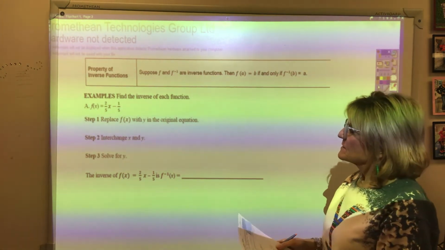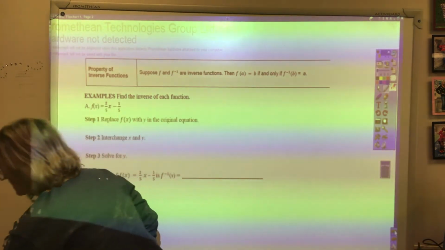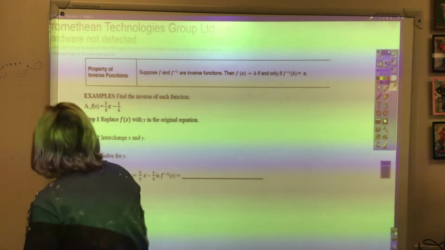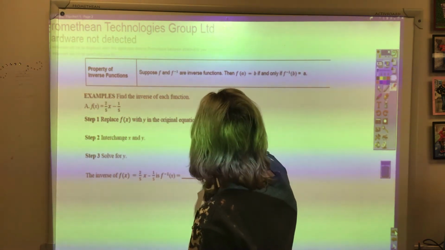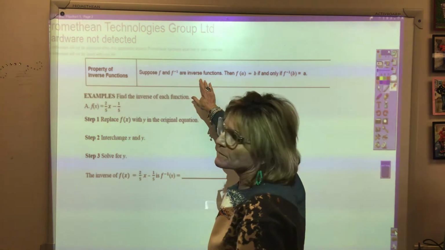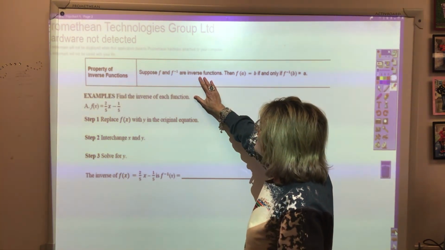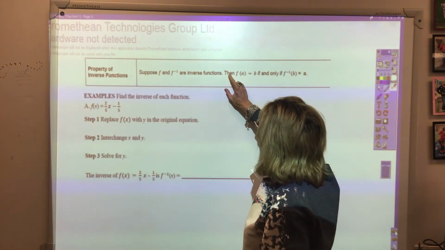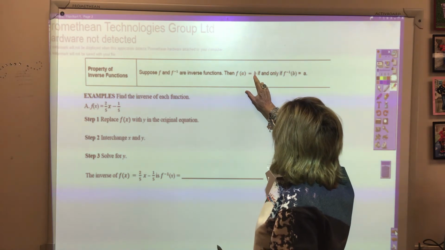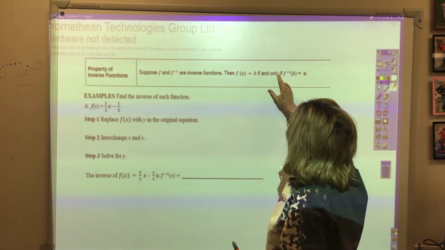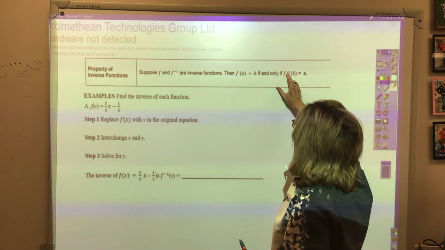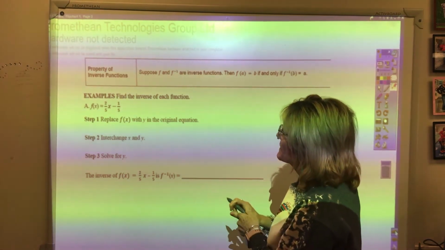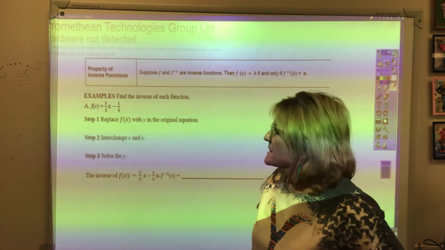Okay, so what we're going to talk about on this first page are properties of inverses. So there's some steps involved, and I'll read this, but this may not make a lot of sense. Suppose f and f negative 1 are inverse functions. Then f of a equals b if and only if f negative 1 of b equals a. So let's just delve right in and try this.